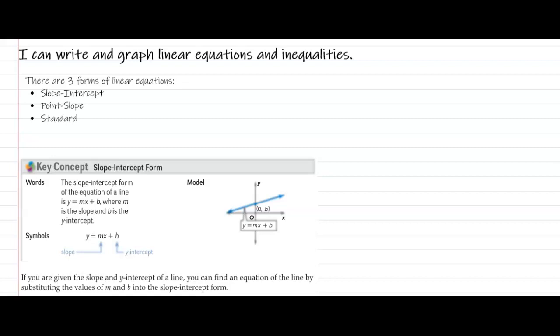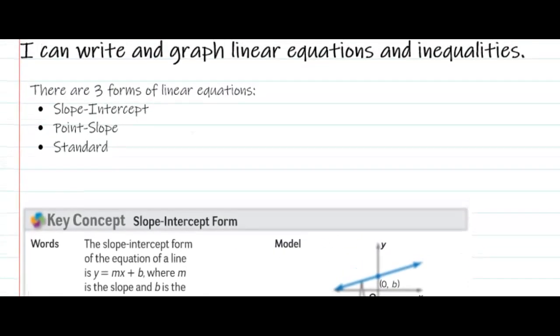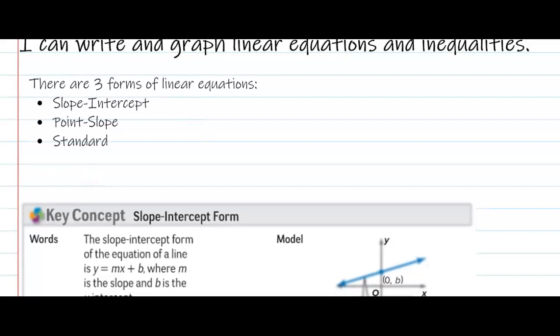In step 6, we're going to be talking about writing equations and inequalities in graphing. This might seem like review from Algebra 1, and some of it we've actually touched on already this year in Algebra 2. However, we're going to focus a little bit more in depth on all of these particular topics.